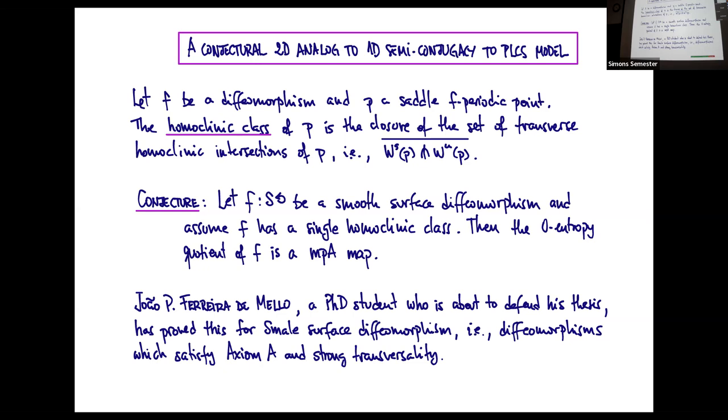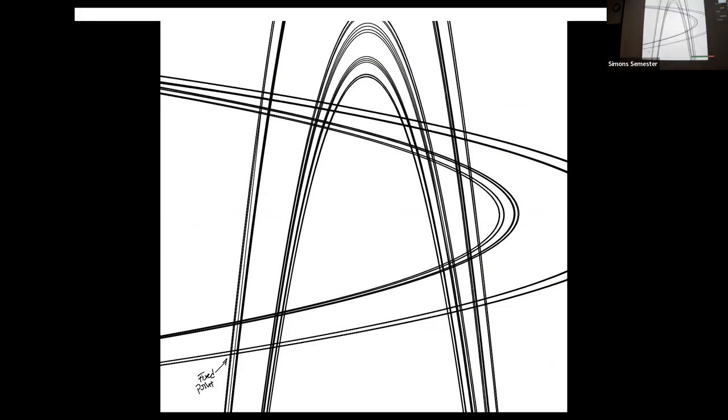So if F is a diffeomorphism and P is some saddle periodic point, a saddle fixed point, then the homoclinic class of P is the closure of the set of transverse homoclinic intersections of P. You take P, it's a saddle, has a stable and unstable manifold. These may or may not intersect, and they may or may not intersect transversely. If they do, you take all such points, you take the closure of that, and that's the homoclinic class of P.